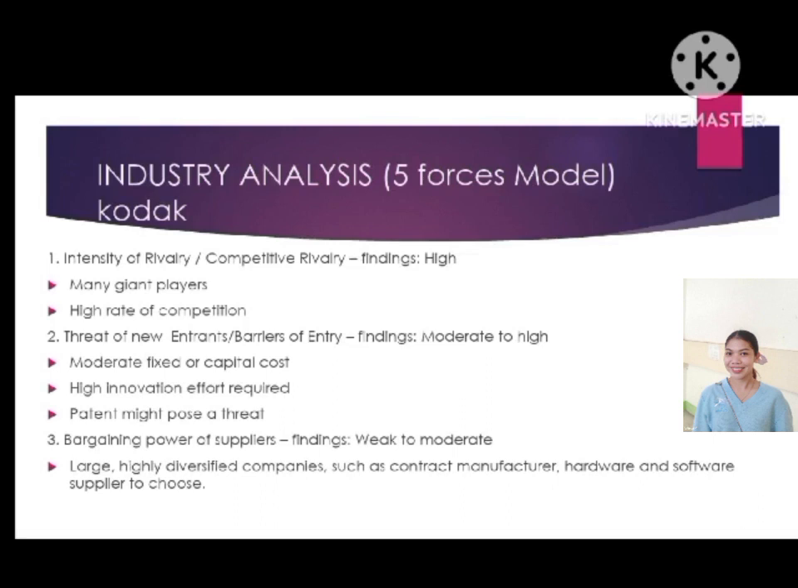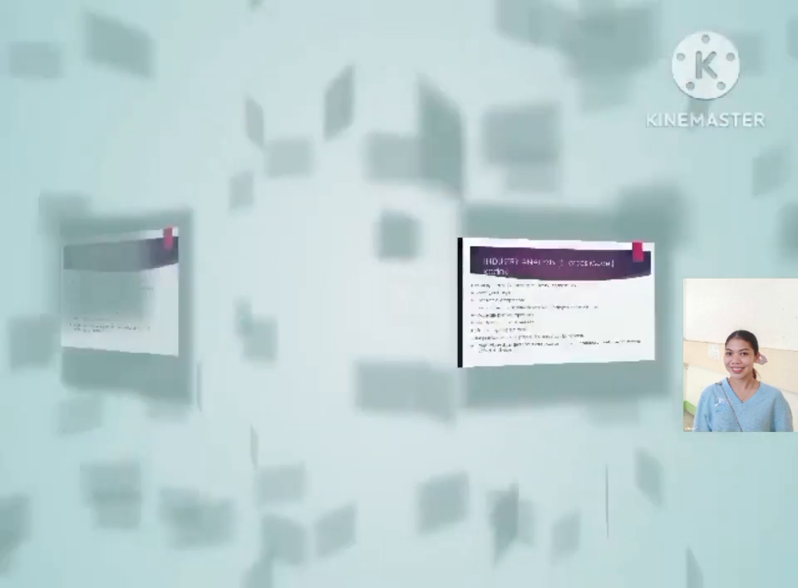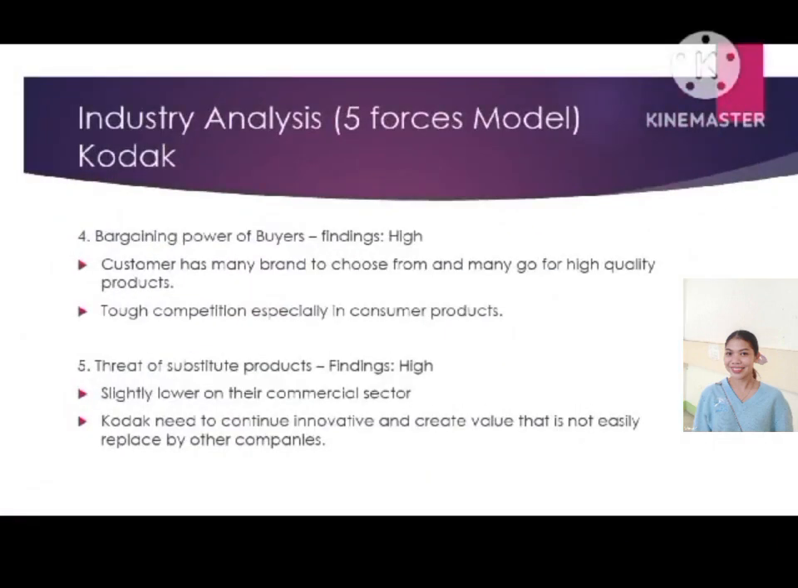Number two is the threat of new entrants or barriers to entry. The finding here is moderate to high. Moderate fixed or capital cost, high innovation effort required, patents might pose a threat. Number three, bargaining power of suppliers. The finding here is weak to moderate. Large, highly diversified companies such as contract manufacturers, hardware and software suppliers to choose from. For number four, bargaining power of buyers. The finding here is high.